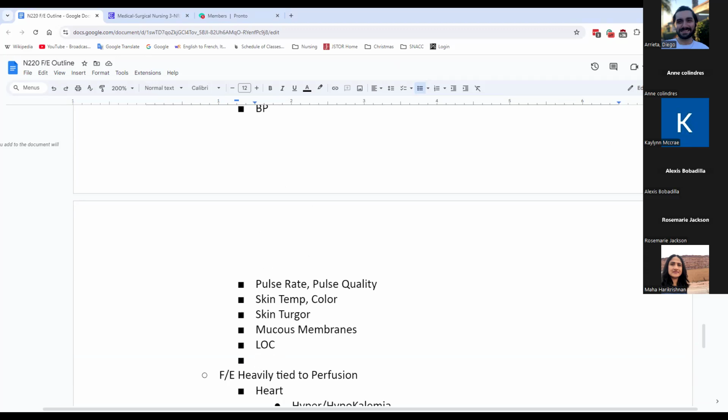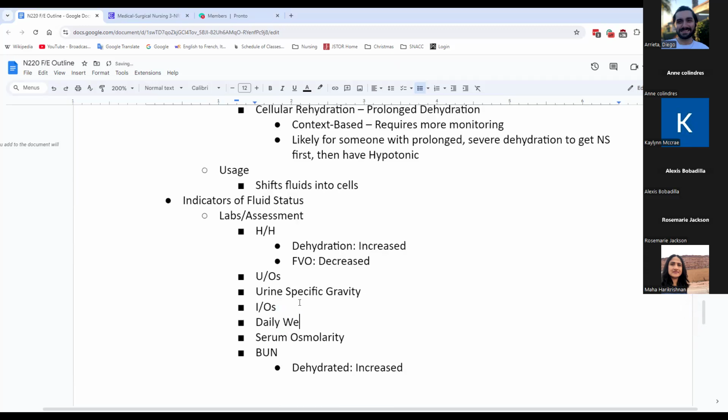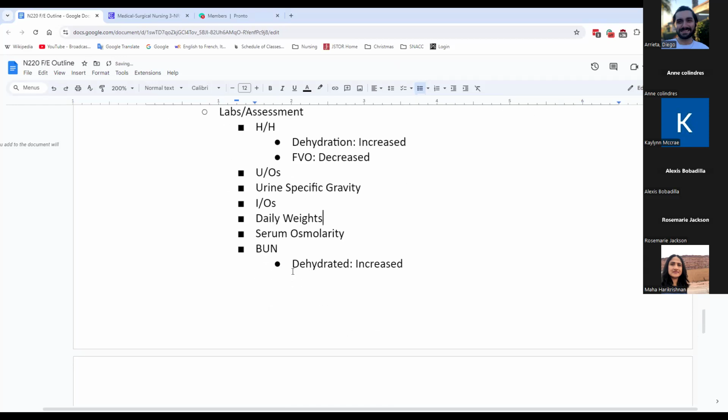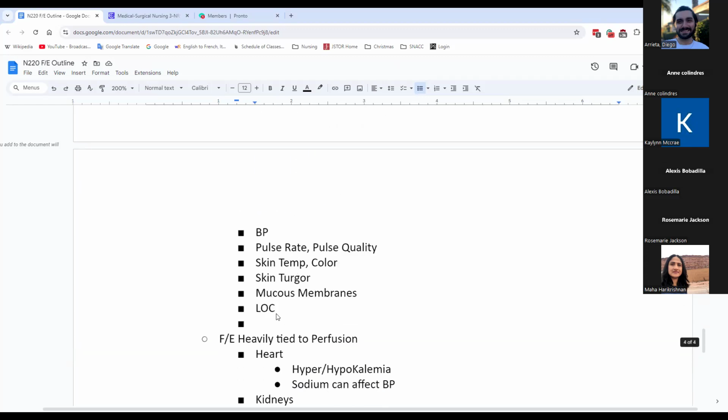What else? There was something I was going to say. Oh yeah, we can talk about our daily weights. Remember that. We talk about I's and O's, but also your daily weights are important. It's actually considered one of the best ways of telling someone's fluid status, or rather their change in fluid shifts, is your daily weights, or at least that's what we're told.